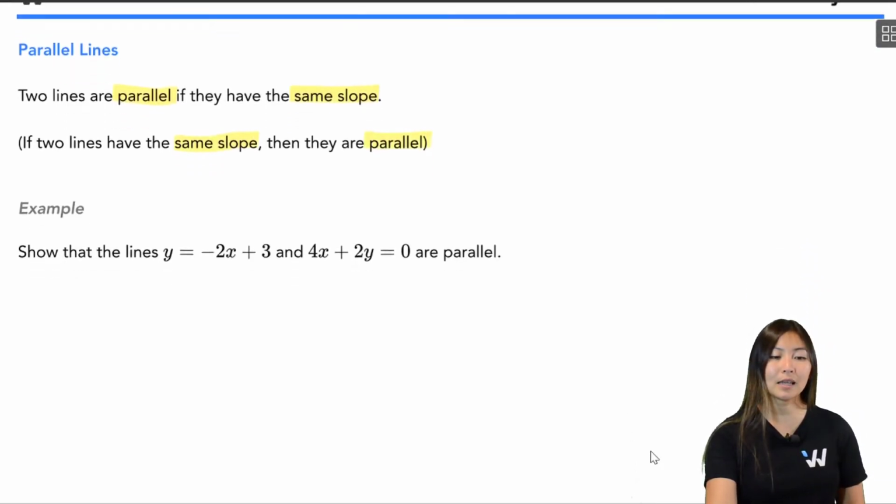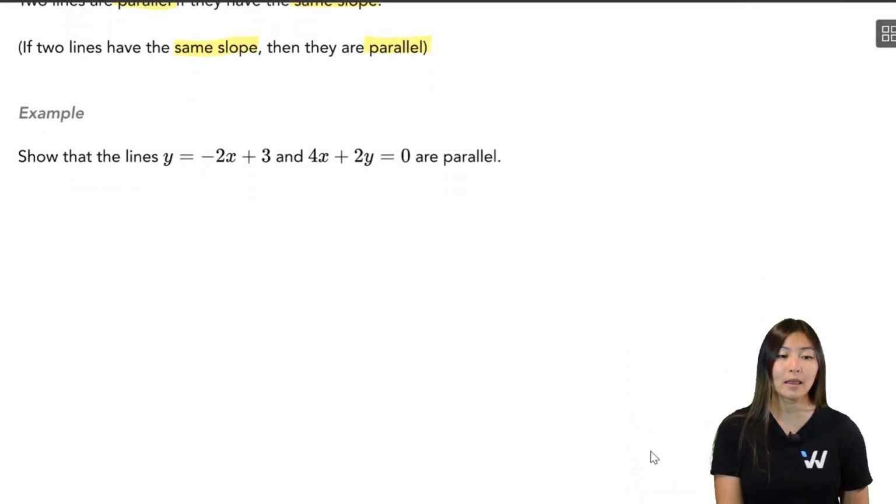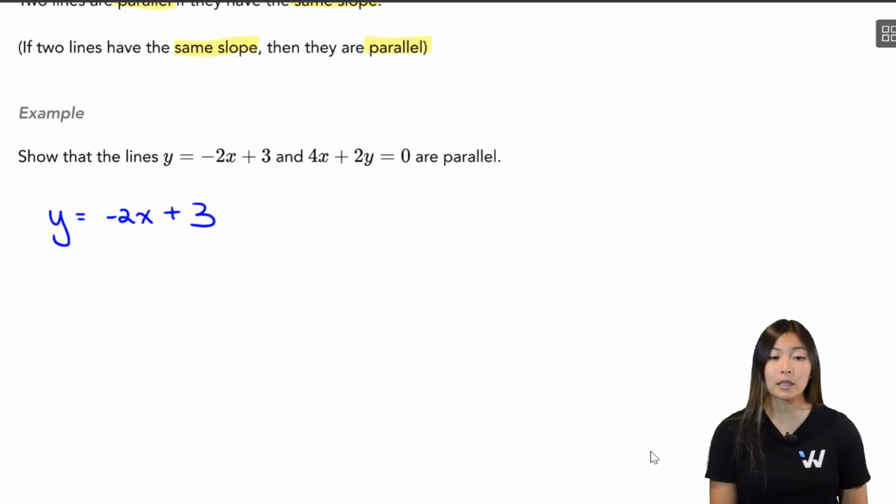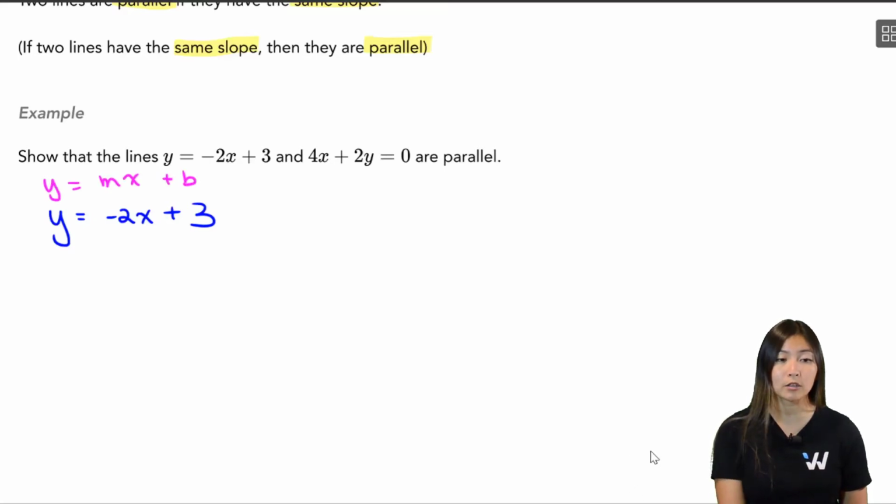So let's take a look at an example here. We want to show that this line, y equals negative 2x plus 3, and the line 4x plus 2y equals 0 are parallel. So let's first find the slopes of both lines. This first line is already in our y equals mx plus b format, our slope-intercept form. So that means that the slope is just going to be the number in front of x, which is negative 2. All right, now let's take a look at the second equation.